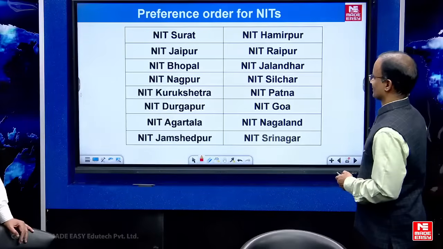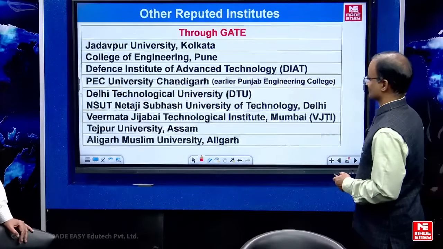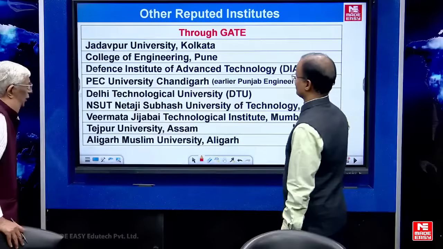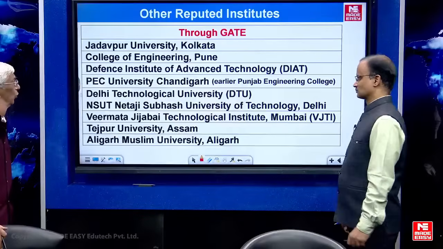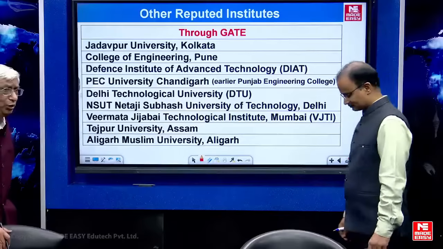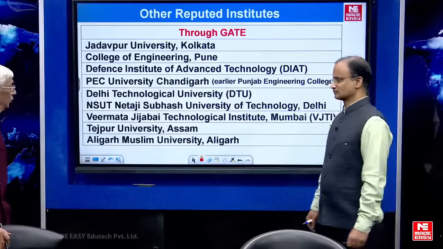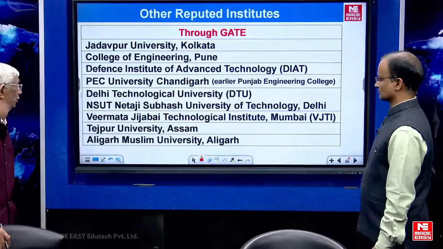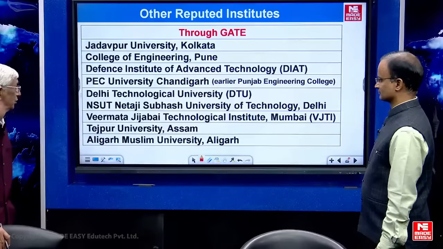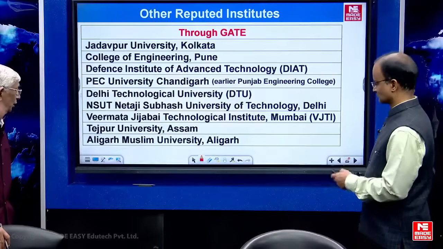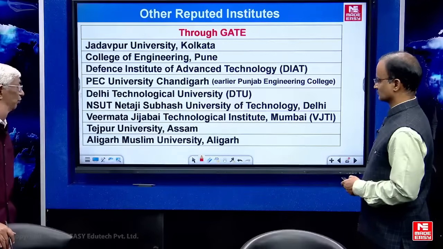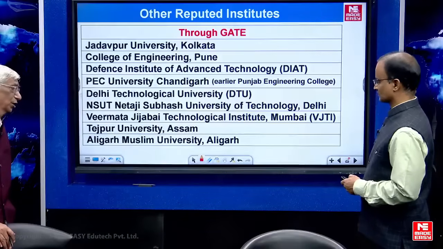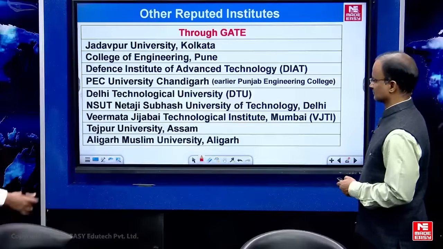Now, these are the other NITs. Some of the other institutes. A number of other institutes are going through the GATE score, like Jadavpur University, a very old university based in Kolkata, COEP Pune, DIAT Pune, again very good institutes. Then Punjab Engineering College Chandigarh, DTU and NSUT both in Delhi. Then VJTI in Mumbai, Tezpur in Assam and Aligarh Muslim University in Aligarh.